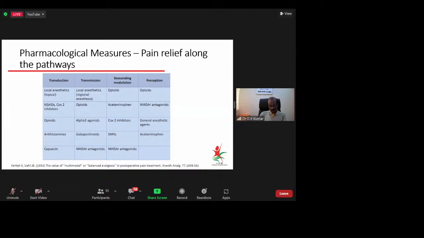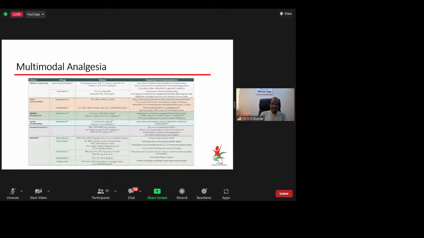That is called multimodal analgesia: selecting drugs acting at different levels at the same time, reducing the doses of each to make a synergistic effect, and thereby achieving good pain relief as far as possible. The same thing, a little more elaborately. The alpha-2 agonists, dexmedetomidine and clonidine, are there. Dexmedetomidine scores over clonidine for the obvious reason of fewer side effects, especially hypotension and bradycardia.